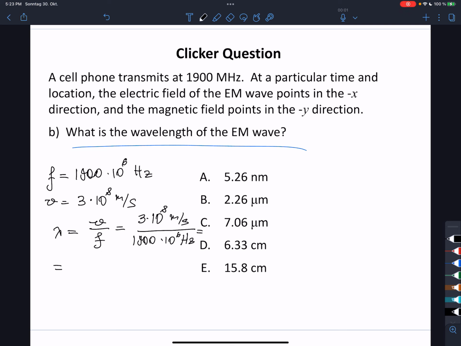And you can see that the seconds will cancel in the units, and you will end up with something which is measured only in meters. So it's a good cross-check that you actually used that equation correctly. Okay, and now you can substitute the numbers and compute the final result. So I actually obtained 0.158 meters. Or in other words, this is 15.8 centimeters.